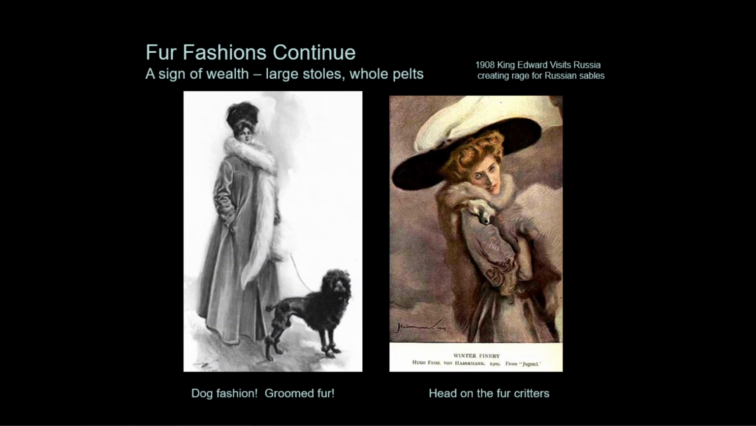Fur fashions continue as a form of wealth and status. Long stoles are the newest fashionable use of furs, and we will see both long scarves or boas and shorter ones made with the pelt of the whole animal, including the head. In 1908, King Edward makes a state visit to Russia, and that creates a trend for Russian sables as the latest fashionable fur. The illustration on the left also features our Belle Epoch dog in art.